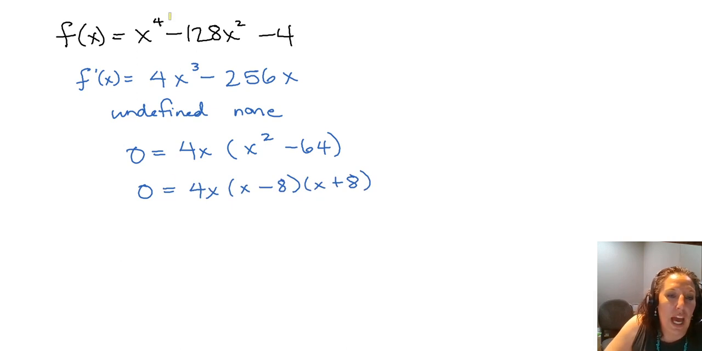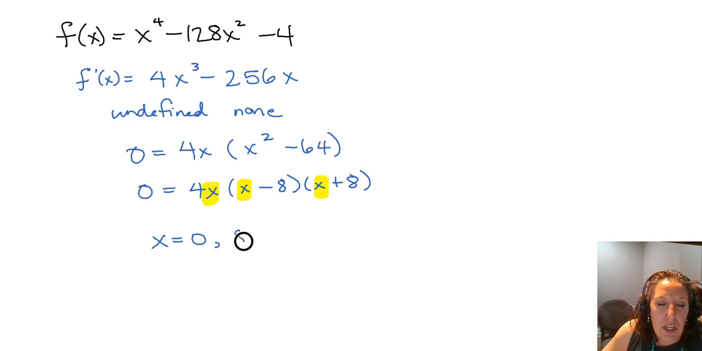And so here we have 3 x's in our completely factored form. So that means we're going to get 3 critical values. 4x is equal to 0 when x is equal to 0. X minus 8 is equal to 0. We can add 8 to both sides and we get x is equal to 8. And x plus 8 is equal to 0. When we subtract 8 from both sides, we get -8. All right, so those are going to be the values.